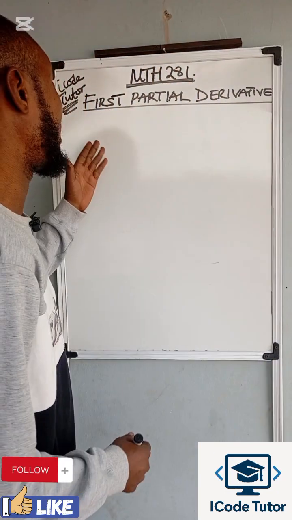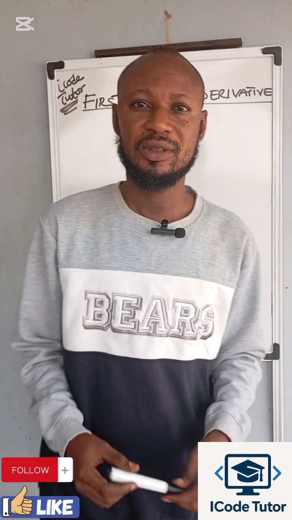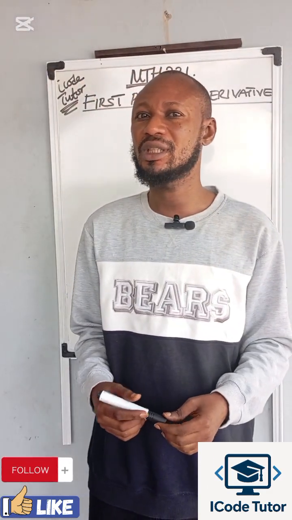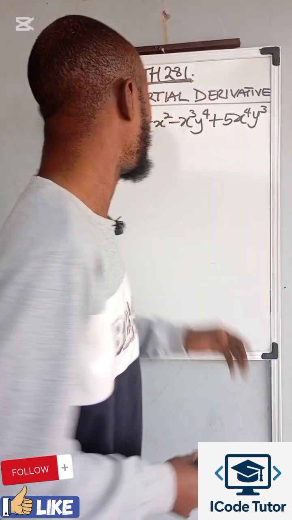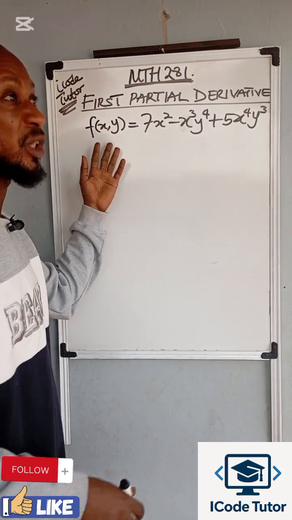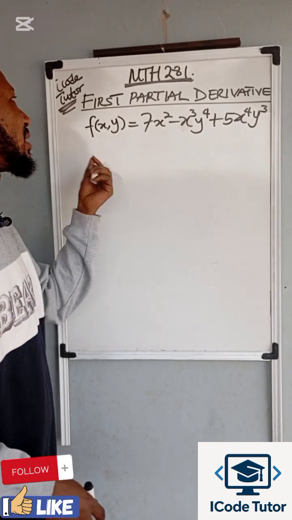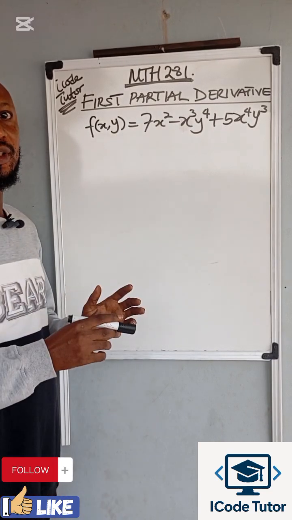Today, we are going to be looking at first partial derivatives. We are going to look at how to find partial derivatives with respect to the same variable. Let's say we have a function that comprises multiple variables, x and y. That means we need to treat each of the variables separately.